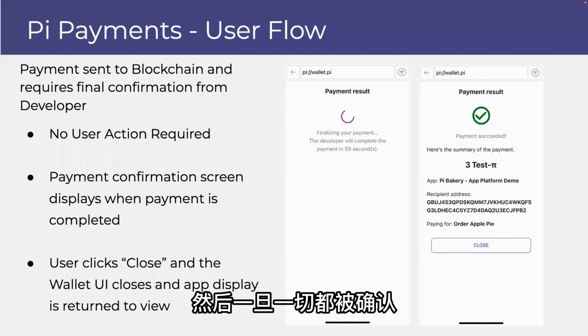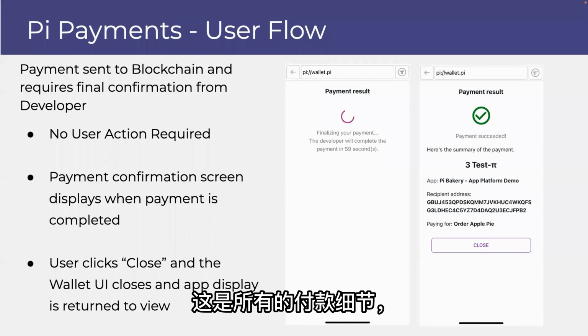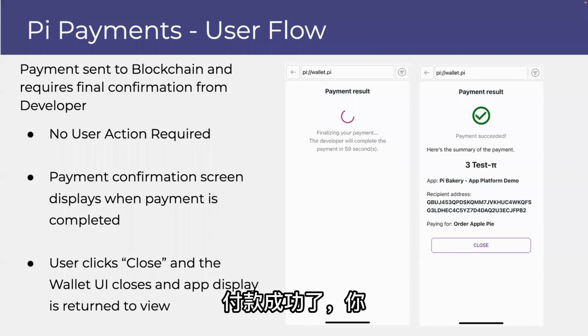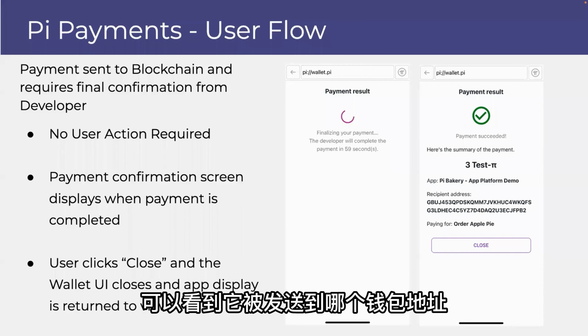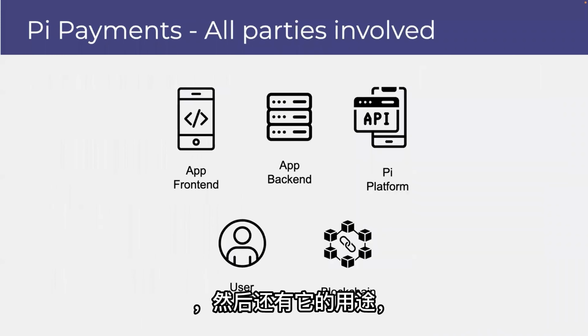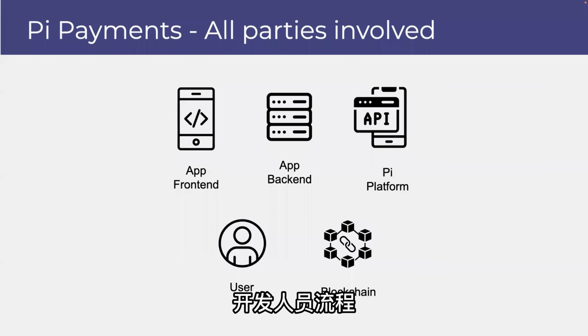And then once everything is confirmed, the final confirmation screen will appear. This is all the payment details, and it'll tell you the status of the payment here. The payment succeeded, and you can see what wallet address it was sent to, and also what it was for. And that is the user flow. And now I'm going to let Aurelian take it away with the developer flow.